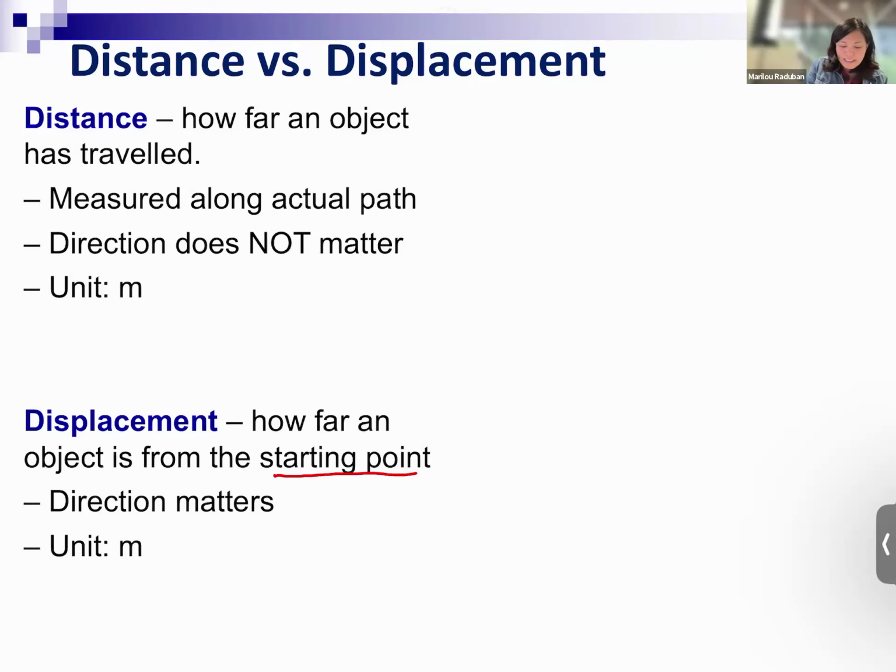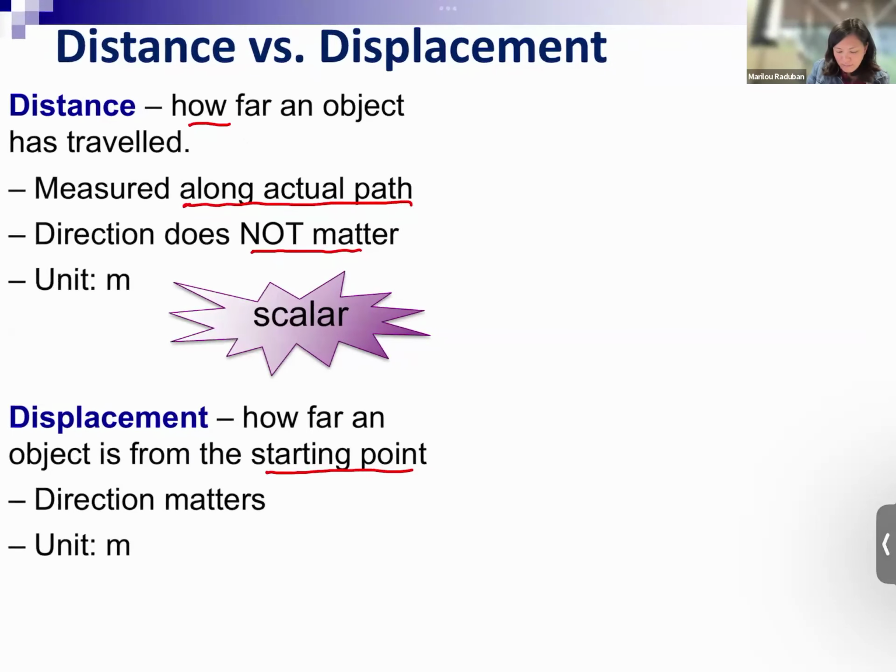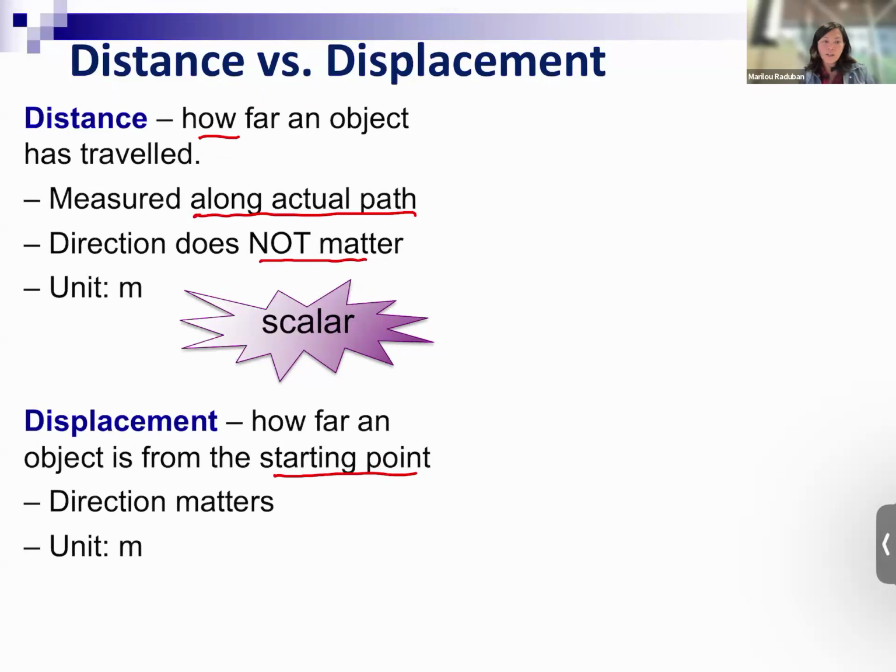So for distance, it's how far an object has traveled, meaning you measure the distance along the actual path that the object has taken in moving from point A to point B. And the direction does not matter. It doesn't matter whether the object does a loop-the-loop or does some detours. You measure the actual path for which the object traveled along. Okay. On the other hand, because the direction does not matter with distance, we call distance a scalar quantity.